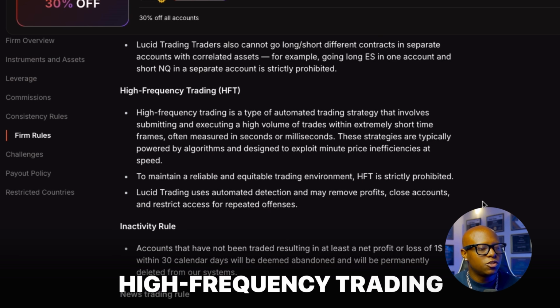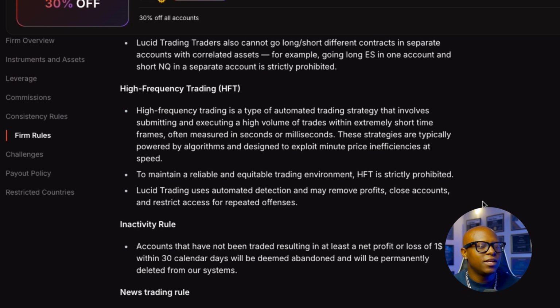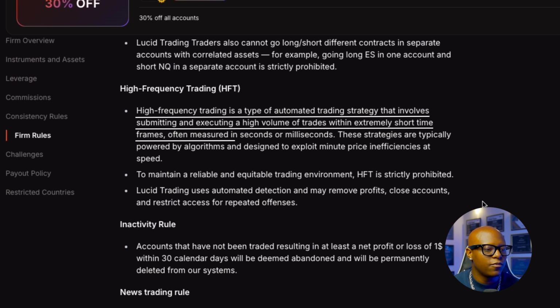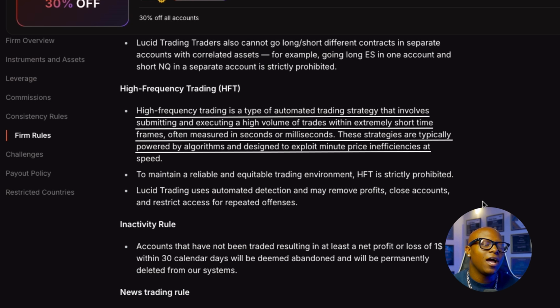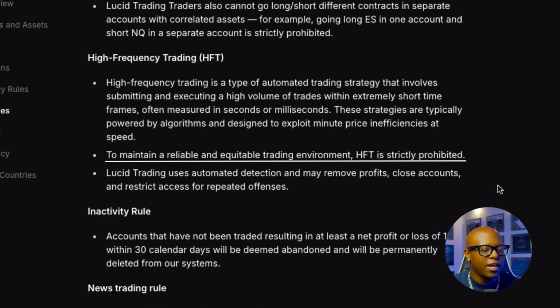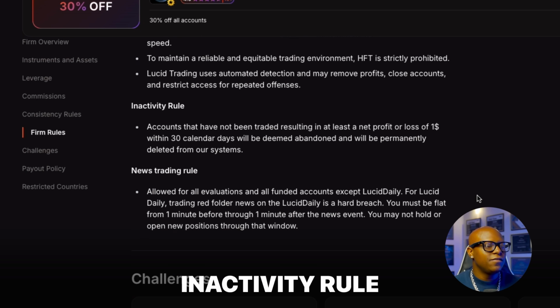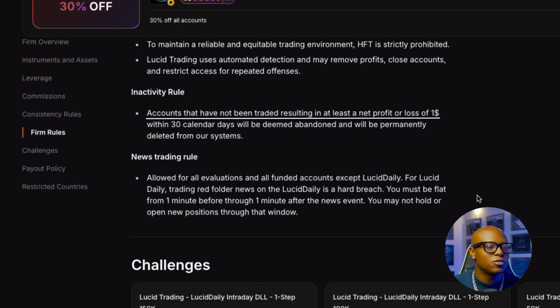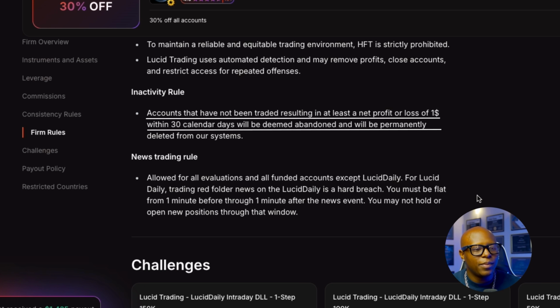For example, going long on ES in one account and then short on NQ in a separate account is strictly prohibited. High frequency trading is prohibited as well, and it is a type of automated trading strategy that involves submitting and executing a high volume of trades within an extremely short time frame, often measured in seconds or milliseconds. These strategies are typically powered by algorithms and are designed to exploit minute price inefficiencies at speed. To maintain a reliable and equitable trading environment, HFT is strictly prohibited. For their inactivity rule, accounts that have not been traded resulting in a net profit or loss of at least $1 within 30 calendar days will be deemed abandoned and will be permanently deleted from the systems.